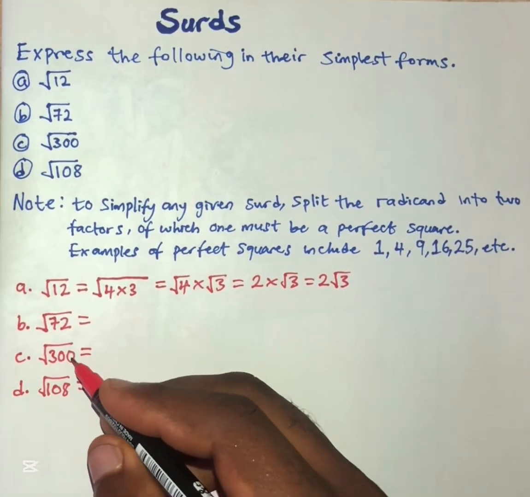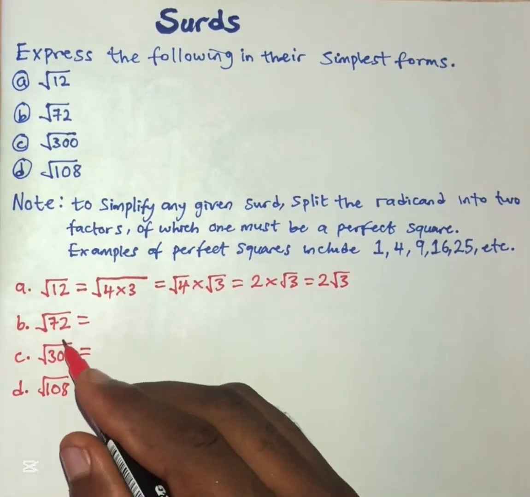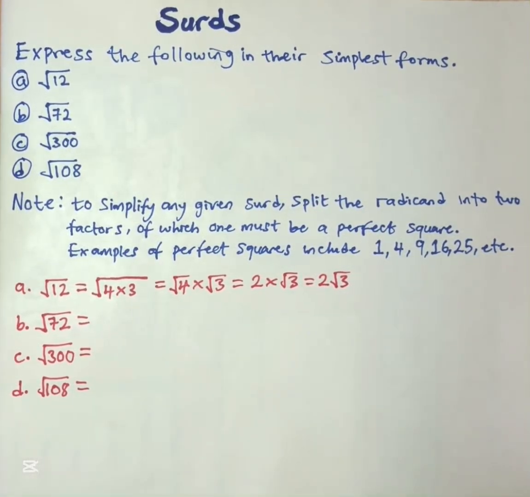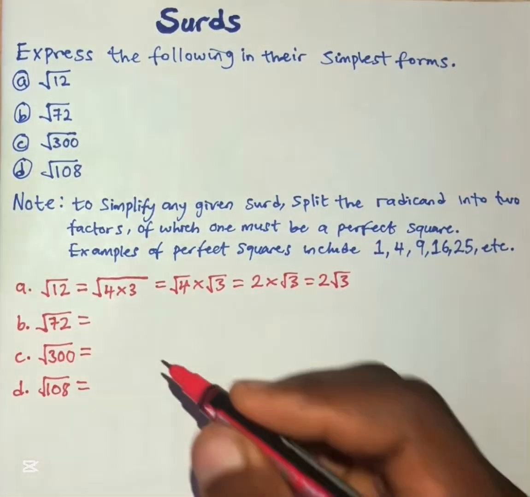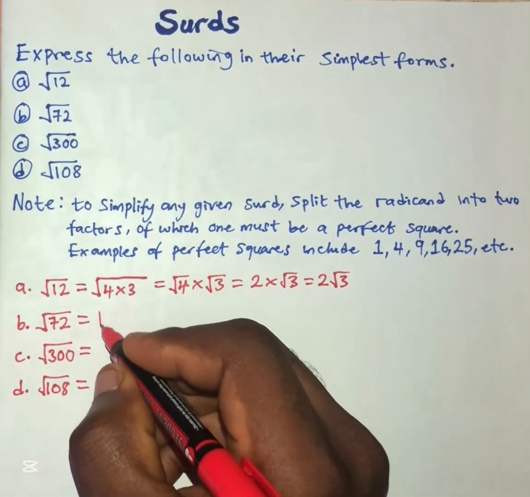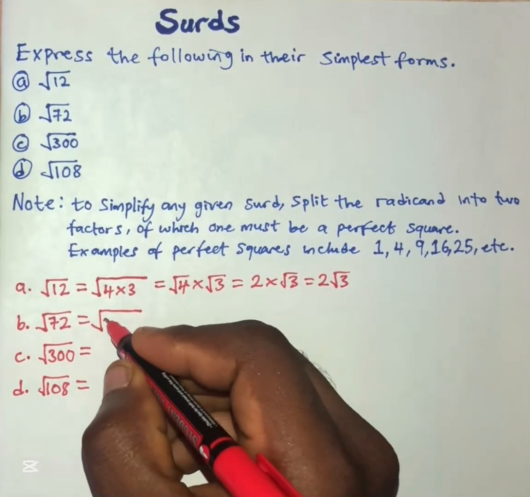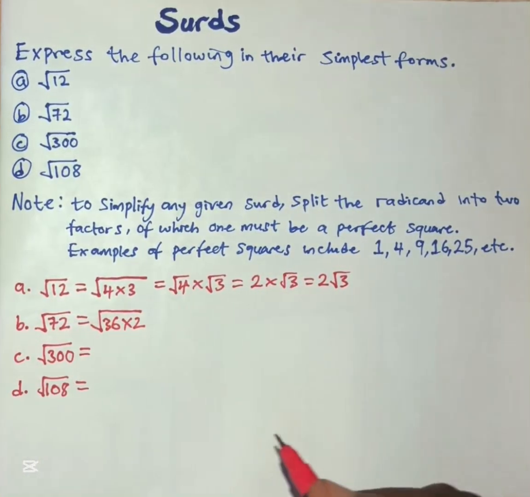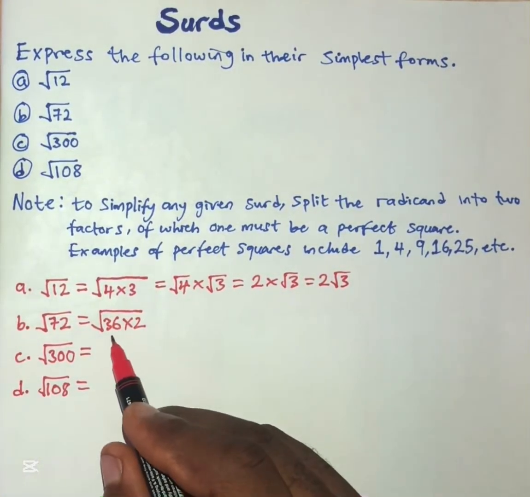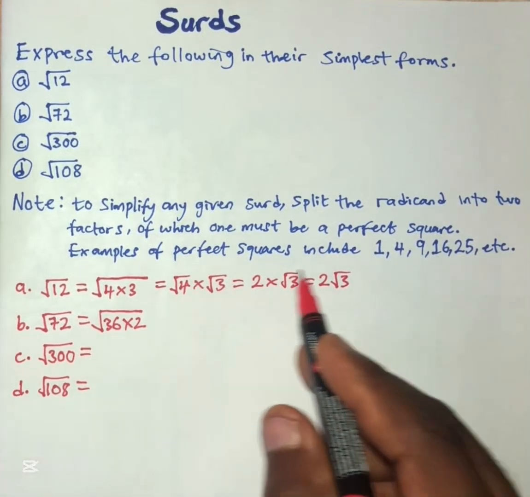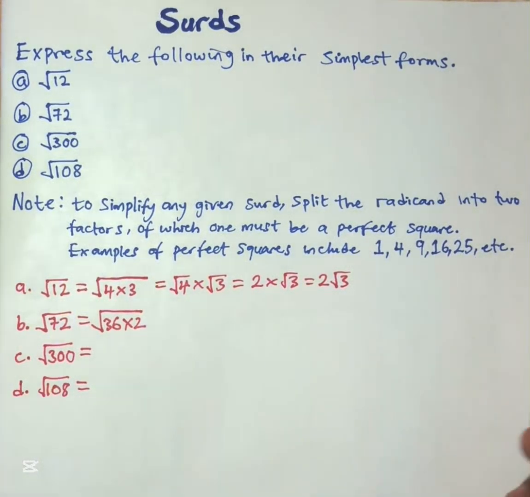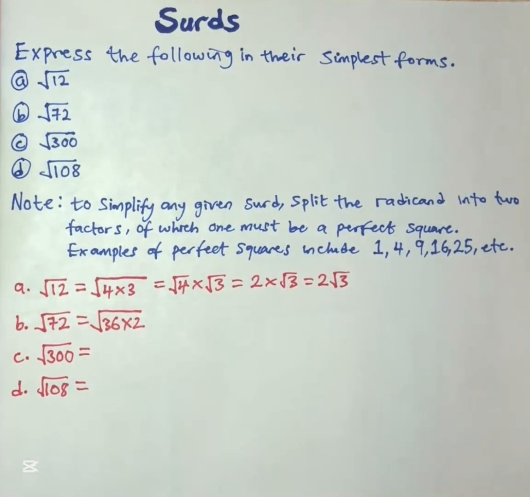Square root of 72. I need to split 72 into two numbers, two factors, one of which must be a perfect square. And the number that I can split 72 into would be 36 and 2. So 36 times 2 gives me 72. And you can observe already that 36 falls under the perfect squares. In fact, if I continue after 25, the next number will be 36. And the square root of 36 is 6.